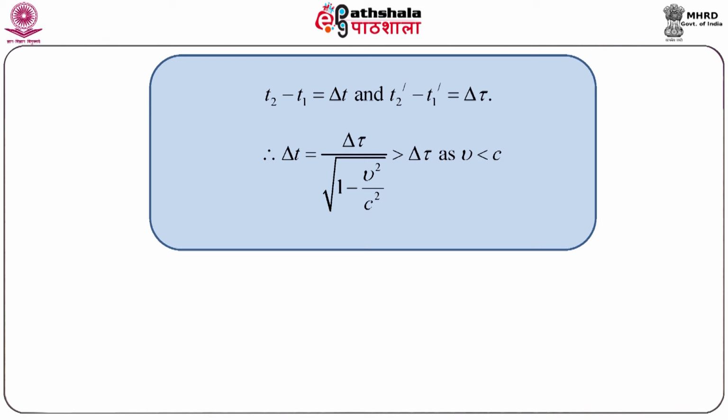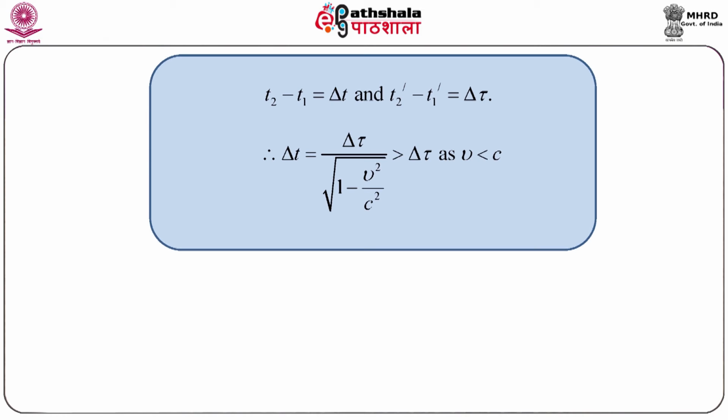Let us consider what happens when v becomes less than the speed of light c. When v is less than c, then v square divided by c square decreases. So, the quantity 1 minus v square by c square increases. As a result, the denominator increases. Therefore, the right hand side of this equation decreases. Hence, we get triangular delta t greater than triangular delta tau.